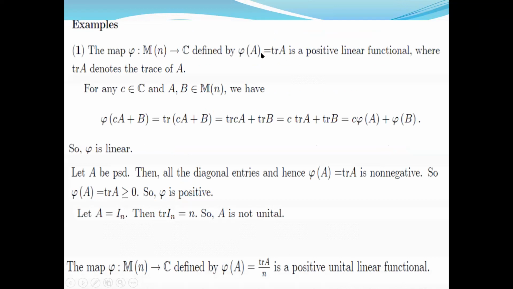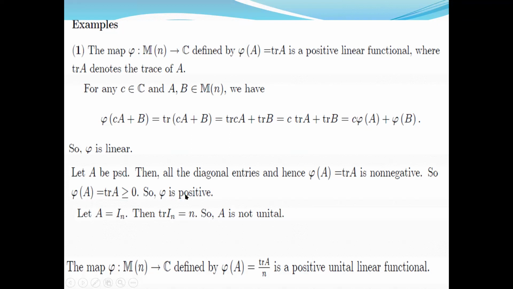Take this first example, phi(A) = trace(A). This is a positive linear functional. Linearity follows from the fact that the trace function is linear. So phi is linear. Also, if A is positive semi-definite, then all the diagonal entries are non-negative, and phi(A) = trace(A) is non-negative.